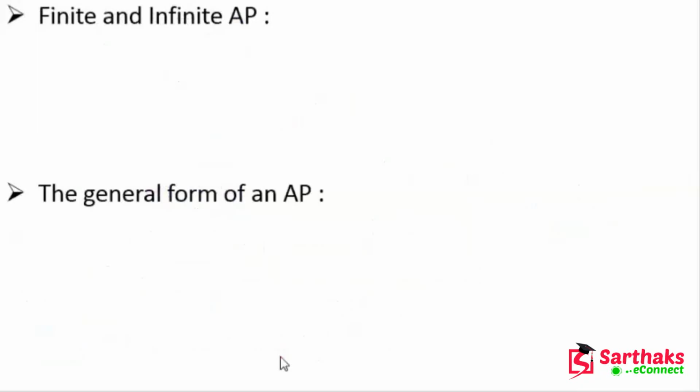Now, finite and infinite AP. What is finite AP and what is infinite AP? When we talk about a finite AP, it is an AP whose terms are finite in number. For example, we have an AP like this: 1, 2, 3, 4, and 5. This is our finite AP.